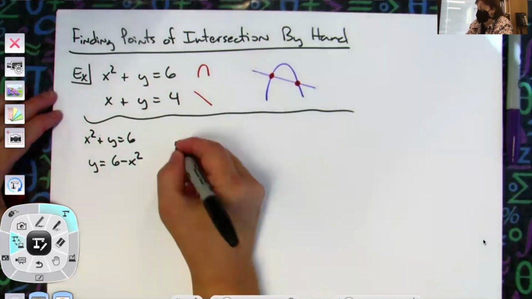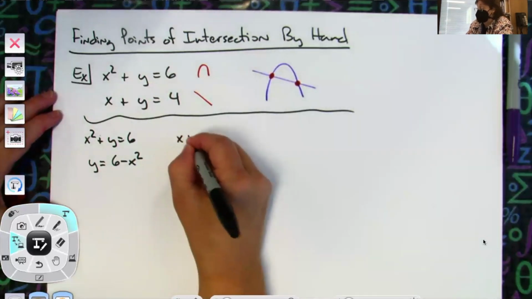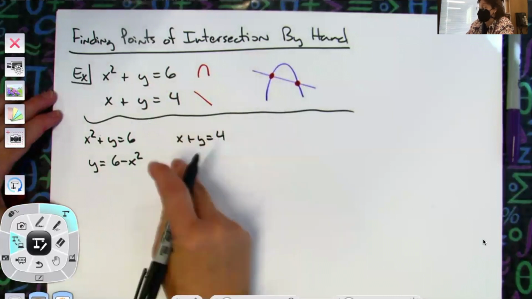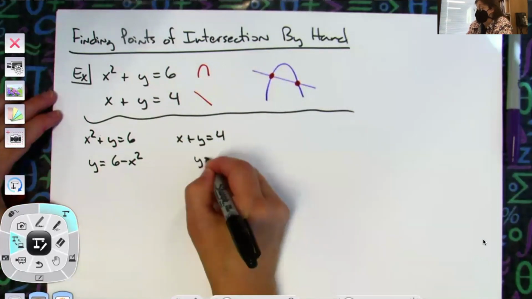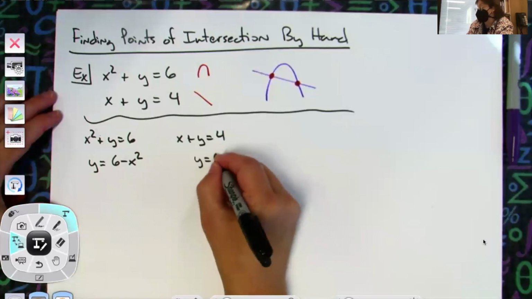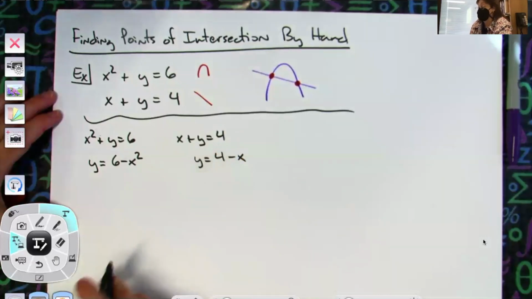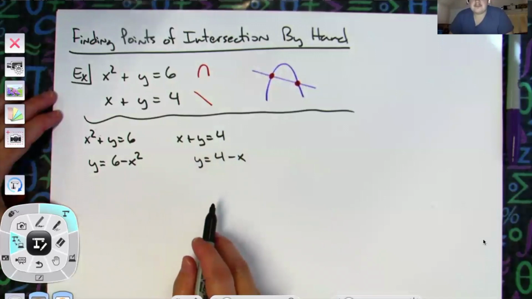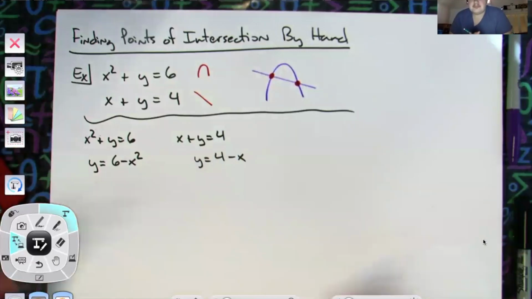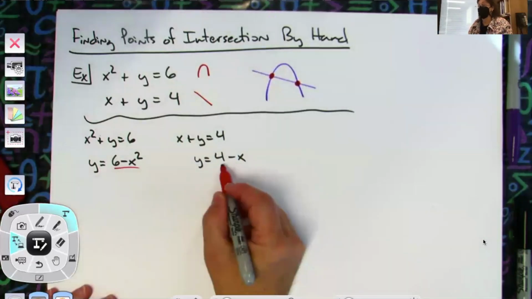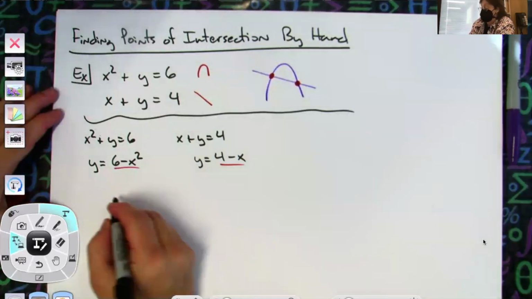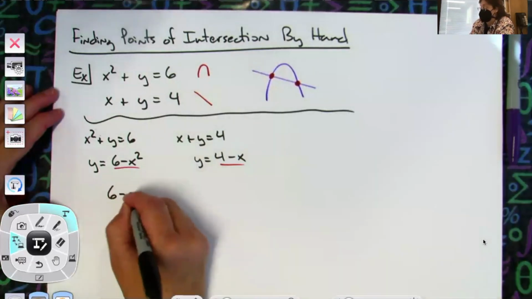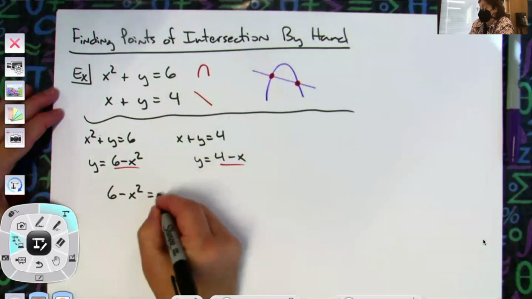All right, let's take the other equation, x plus y equals 4. Let's solve for y on this one. Subtract x from both sides, y equals 4 minus x. It really doesn't matter. Okay, so I have solved for y. Now they both equal y, so I can set them equal to each other and solve for x. So 6 minus x squared equals 4 minus x.